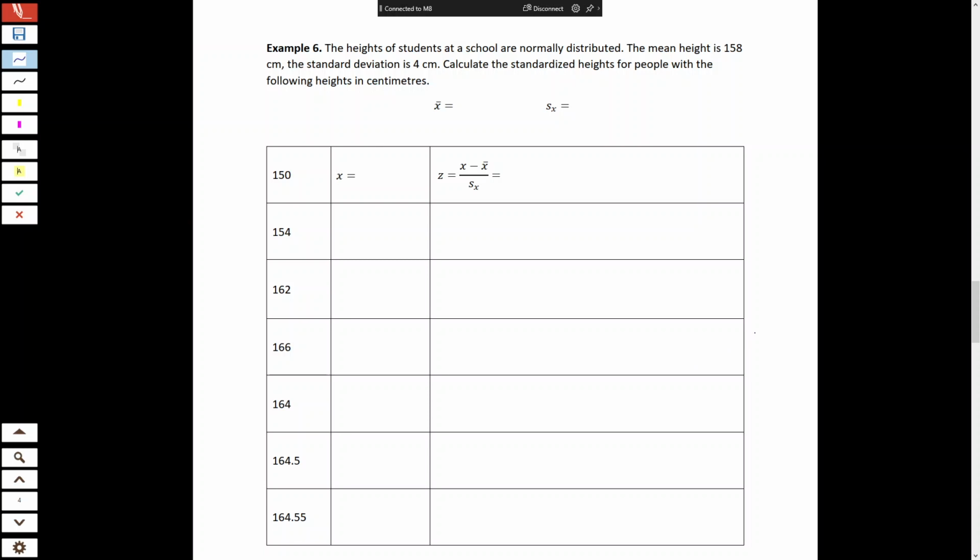All right, so what I'll do, guys, is I want you to do 150, 164, and 164.55. I'll give you a couple of minutes. This is example number 6 on the next page.